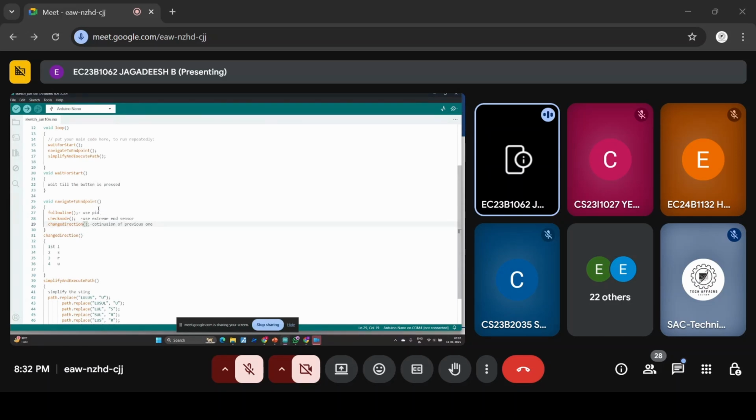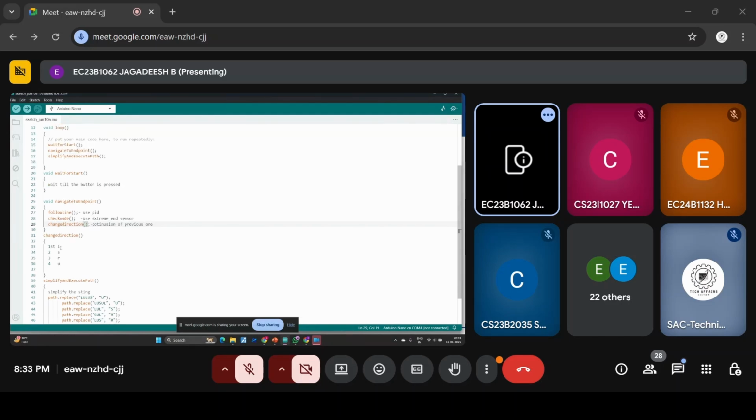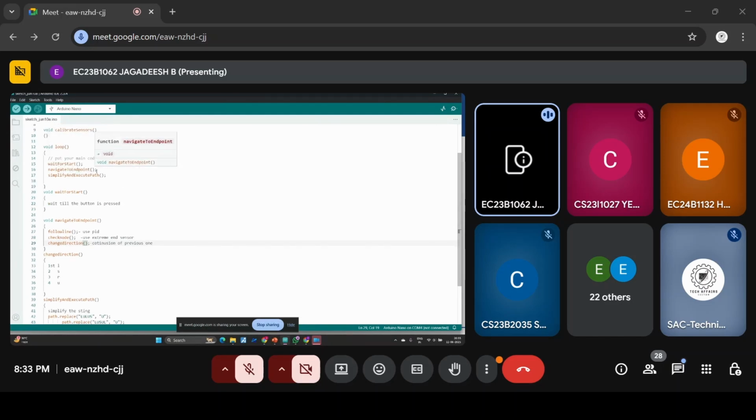It will move along the line. The bot will follow the line for some time, say 2 milliseconds. After that it will check the node, whether there is a T joint, a 90 degree turn, or a U-turn. If there is a left, right or U-turn, the next command goes to change direction. The preference order is left, straight, right, U-turn, until the end point.